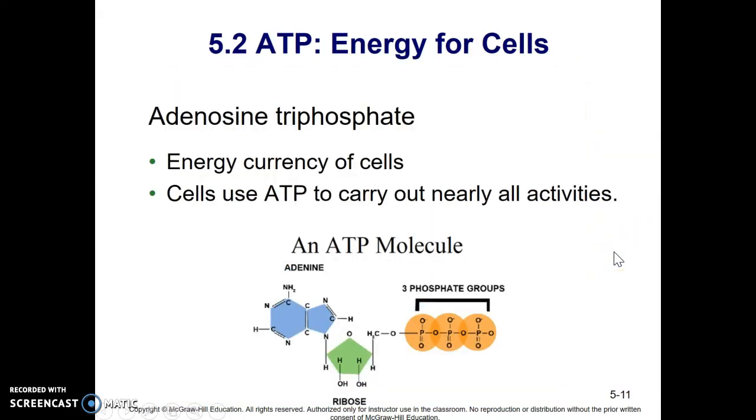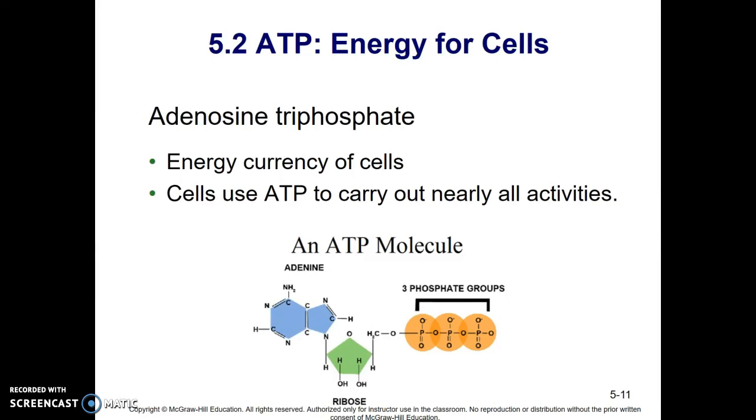A molecule you do need to know is called adenosine triphosphate, or ATP. We've mentioned this already, that ATP is produced through cellular respiration as cells break down glucose with oxygen to produce carbon dioxide, water, and energy. And energy is in the form of ATP.